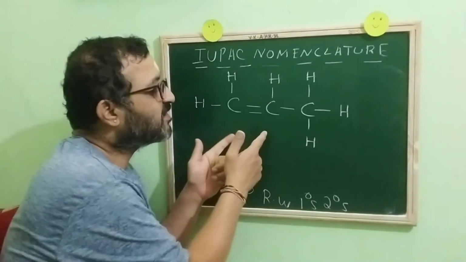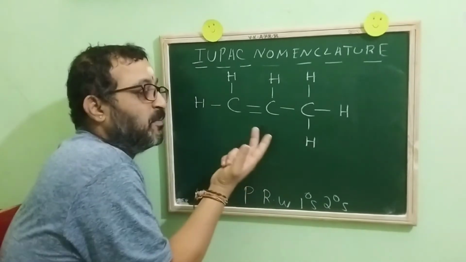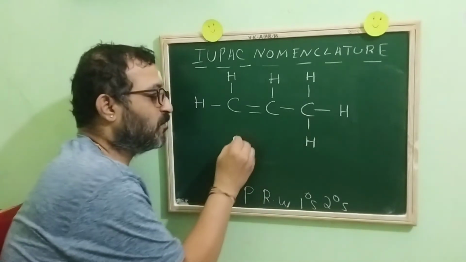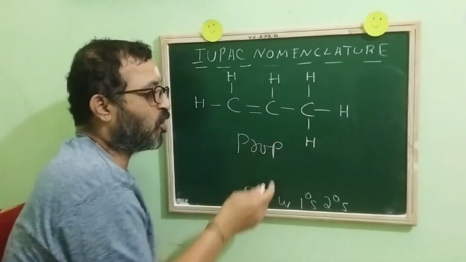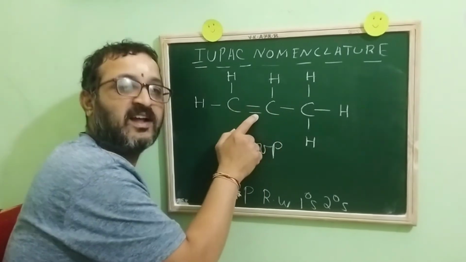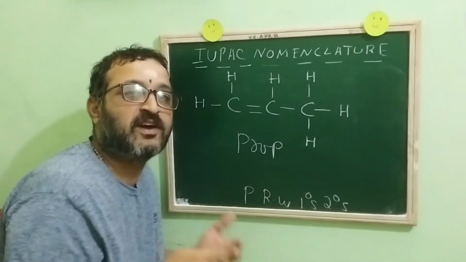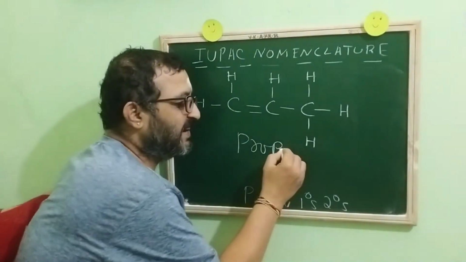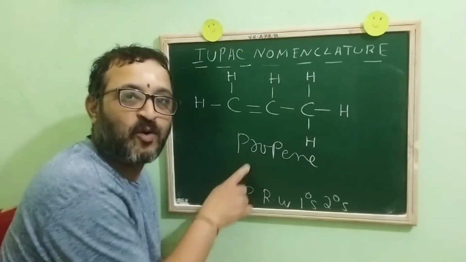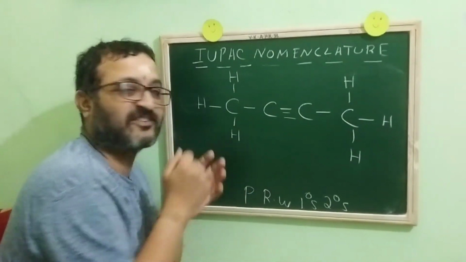Right, children? This is the next compound. What is the root word for this compound? Let me just check the number of carbon atoms. 1, 2, 3. Then the root word will be what, children? Prop. Carbon, carbon, single bond, carbon, carbon, what, children? Double bond. So when we have a double bond, what is the primary suffix we are supposed to add? Yes, you are right. Ene. So the name of the compound is what, children? Propene. Right?